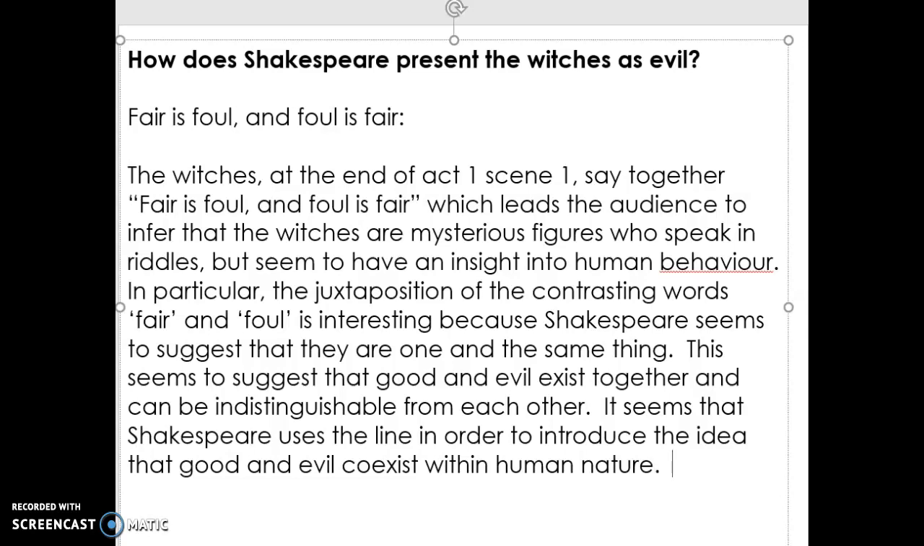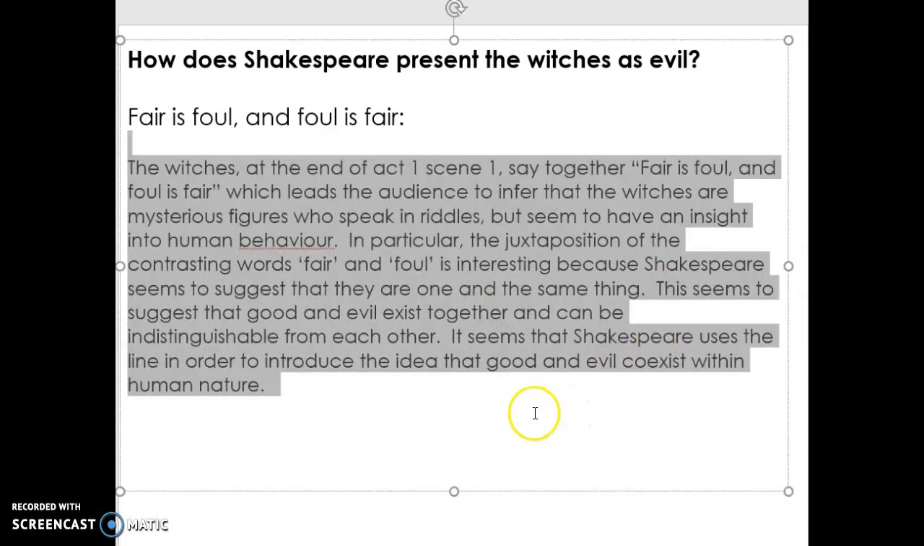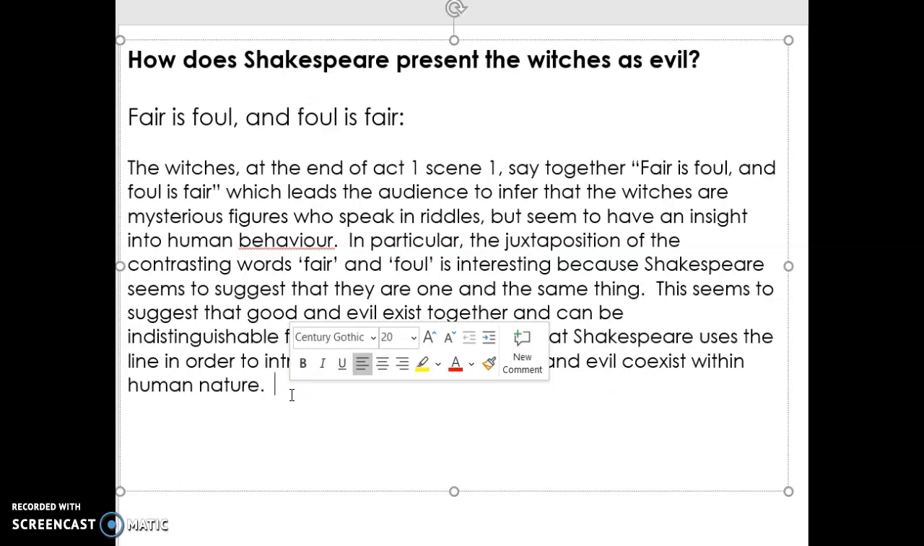So I just want to anchor that back to my question. How does Shakespeare present the witches as evil? Well, it seems here, doesn't it, that perhaps the witches aren't evil. That perhaps the witches are symbolic of the evil that lies within human nature.